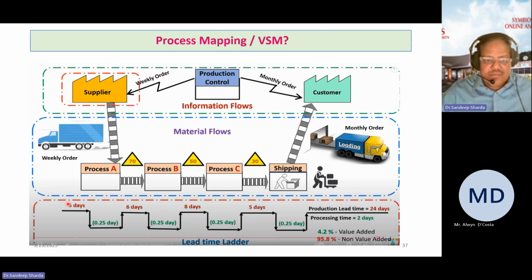So this is another example that we have discussed: process A, process B, process C, and after that it is shipping to the customers. That is going to take 5 days, 6 days, 8 days, 5 days. That is your production lead time, and this is your processing time. So 4.2 is the value added processing time, and 95.8 is your non-value added time that we can definitely reduce.